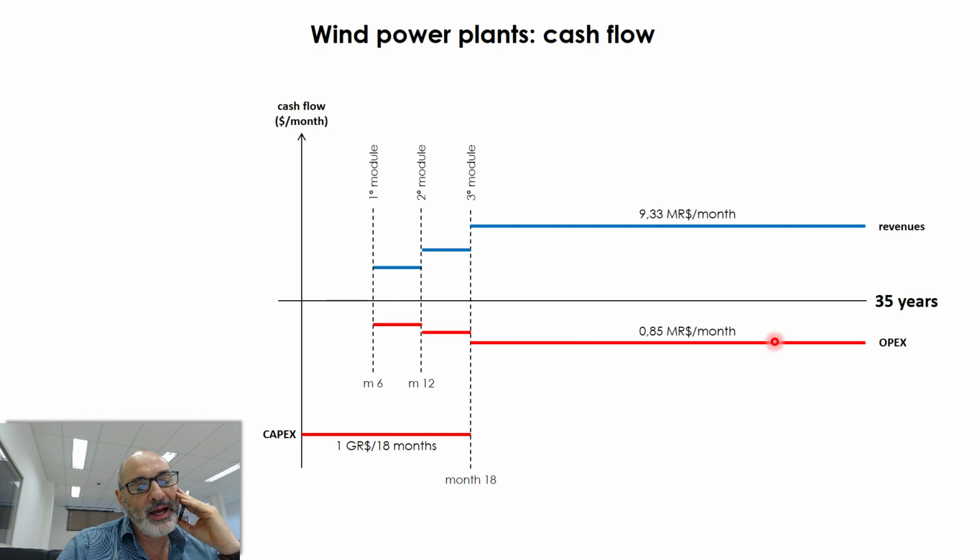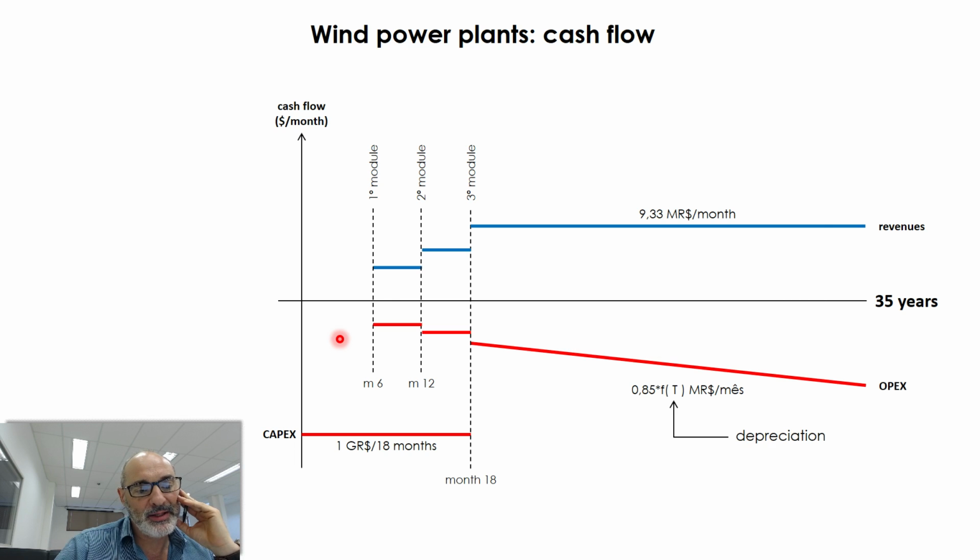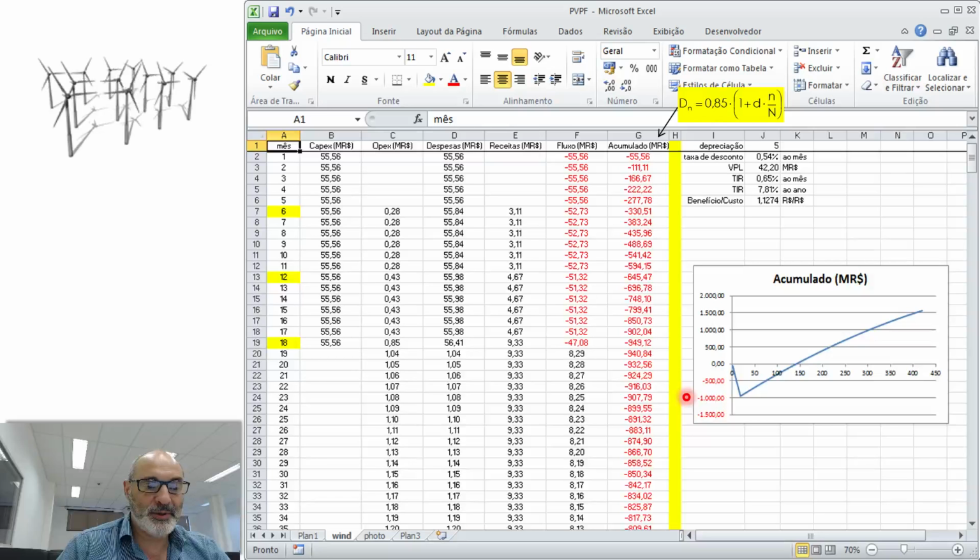To consider depreciation of the equipment, I'm going to multiply this function by something that will increase, okay, in order to take into account the fact that our equipment is getting old and we have to expend more and more money as the time passes. Okay, so I'm going to multiply that by a function f of t, which will represent this increase in our OPEX. Okay, I'm going to show you what this function is in the spreadsheet right here.